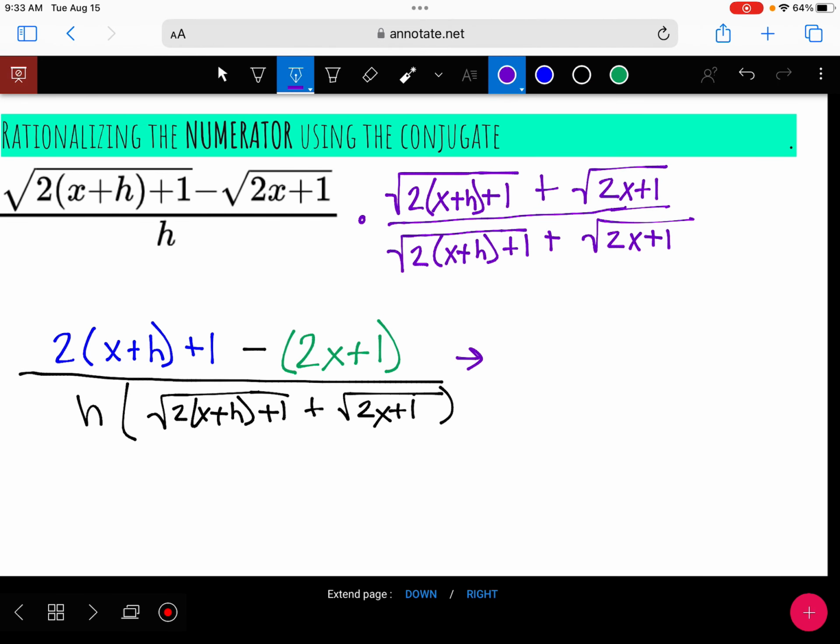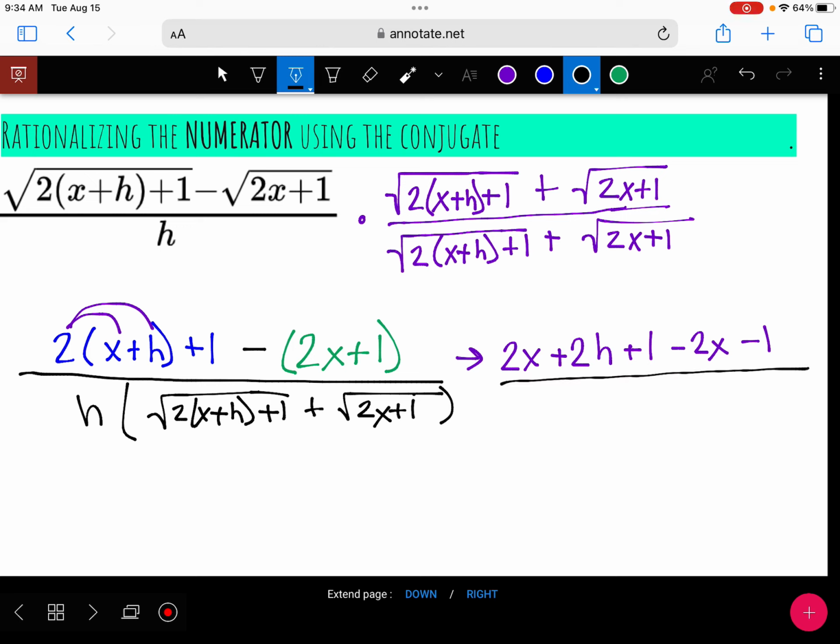So when we do that, we have 2x plus 2h plus 1 minus 2x minus 1. Our denominator's still the same. If you just want to like write that, like you can just do that. Whatever you do on your homework is fine. As long as your final answer has it, you don't have to rewrite it a gazillion times if you're not playing with it.